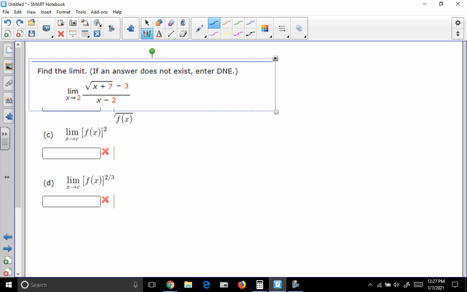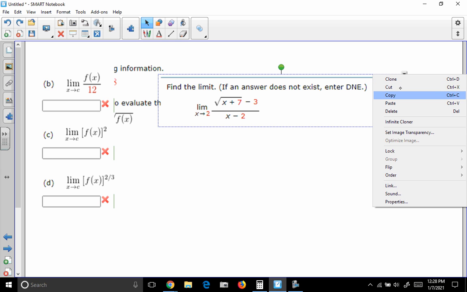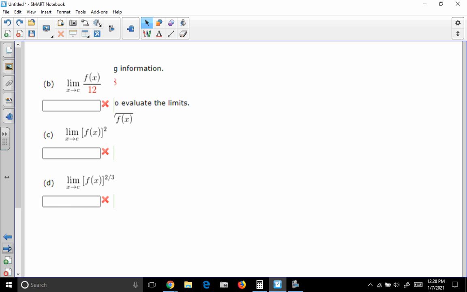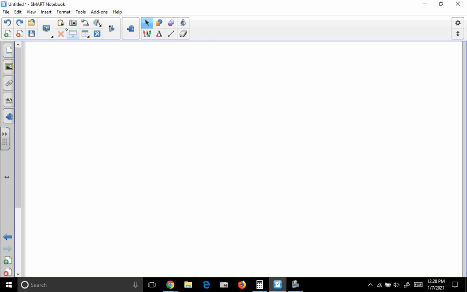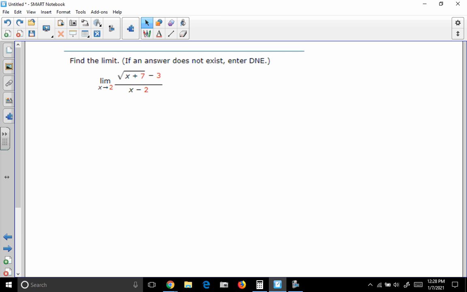Now, this doesn't go there. Let's cut that and move it over here. Let's do this one next. If we substitute a 2 in, we get 2 plus 7, that's 9.